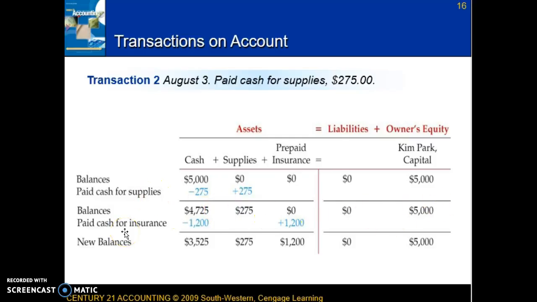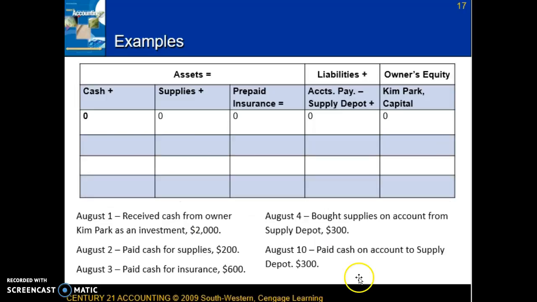Now, if you were to pay cash for insurance, anytime we pay cash, it's going to be a minus. Our cash is going down, and our prepaid insurance is going up because our value of prepaid insurance that we have is now $1,200. Okay, next we're going to do a couple of examples. These are ones that I have made up, and then I will go ahead and go through the work together really quickly as well.